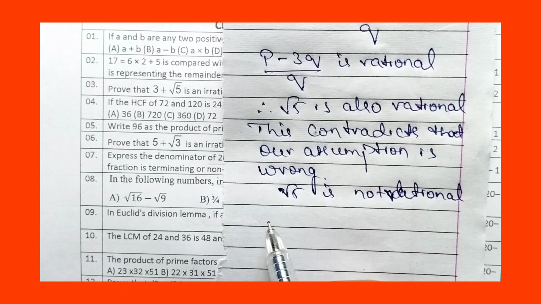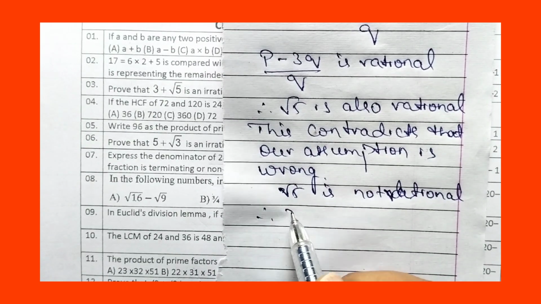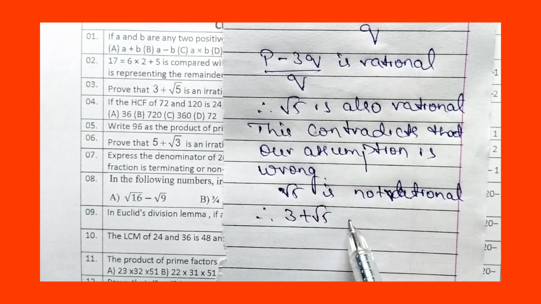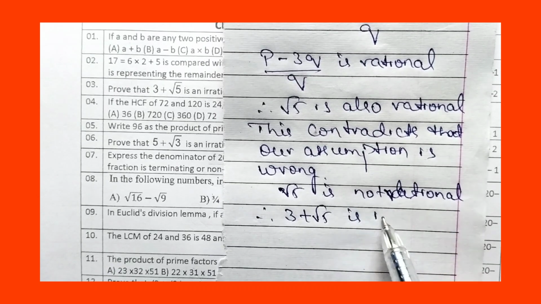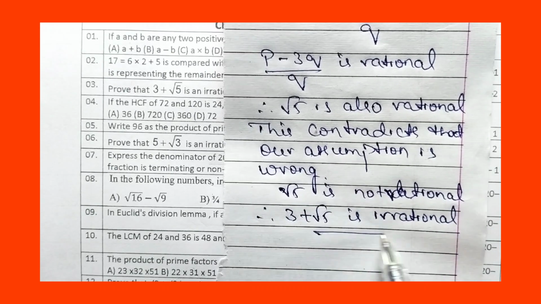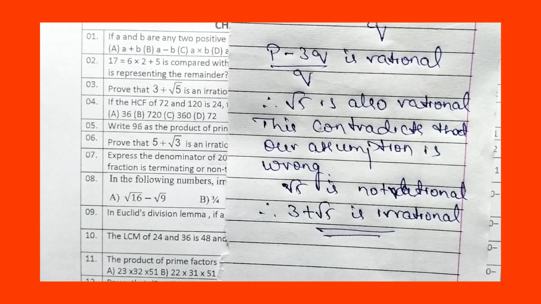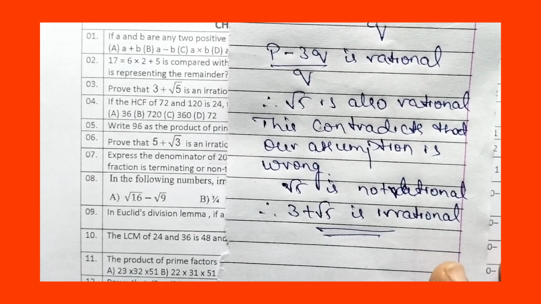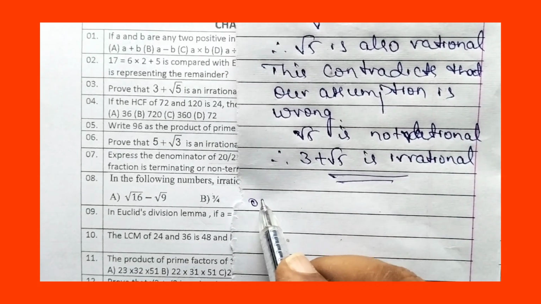If root 5 is not rational, therefore 3 plus root 5 is irrational. So like this we have to show that it is irrational. Now let us move to the fourth question.